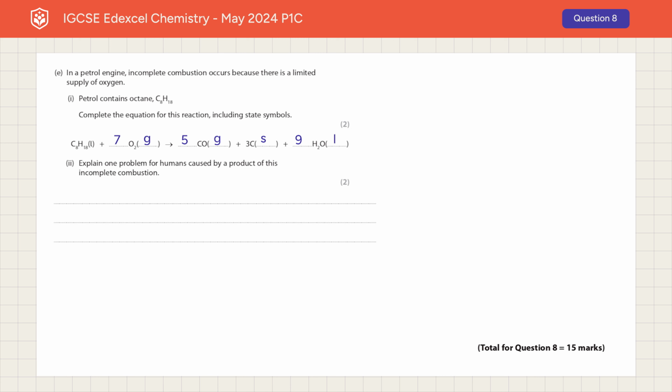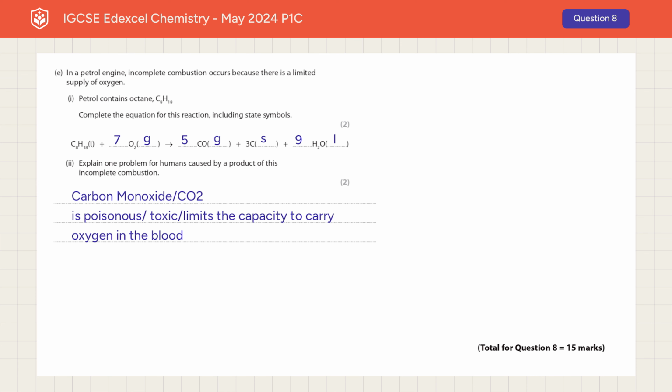Next question, notice the products. Carbon monoxide, CO, a poisonous gas, and carbon, C, which we see as soot or particulates. Now explain one problem for humans from this. The major issue is carbon monoxide poisoning. CO binds irreversibly to hemoglobin in red blood cells much more strongly than oxygen does, forming carboxyhemoglobin. This drastically reduces the blood's oxygen-carrying capacity, leading to dizziness, loss of consciousness, and even death. It's a silent, odorless killer.